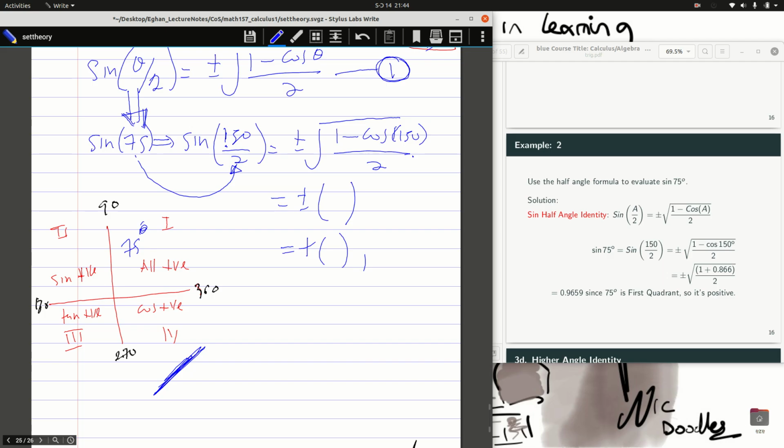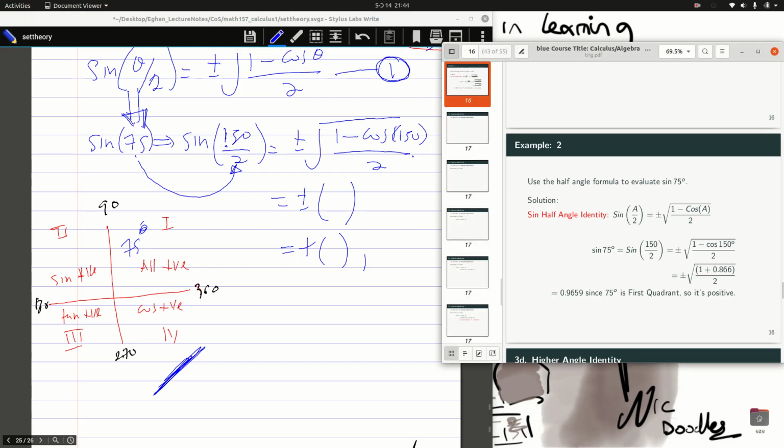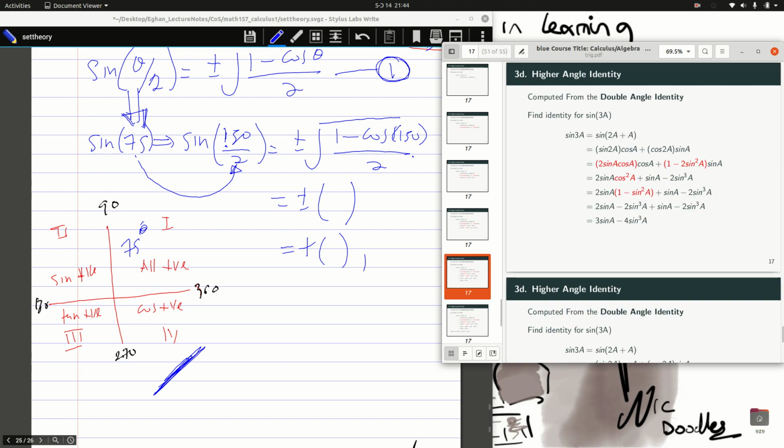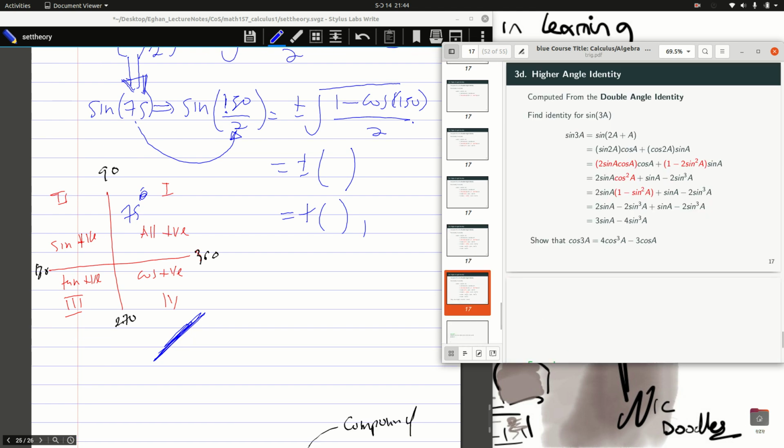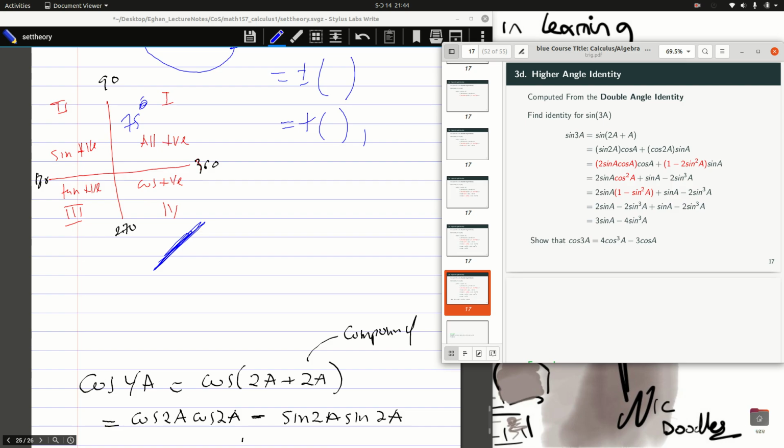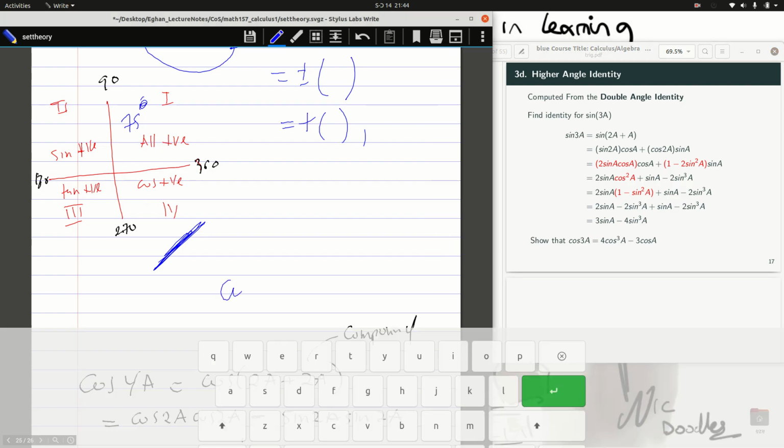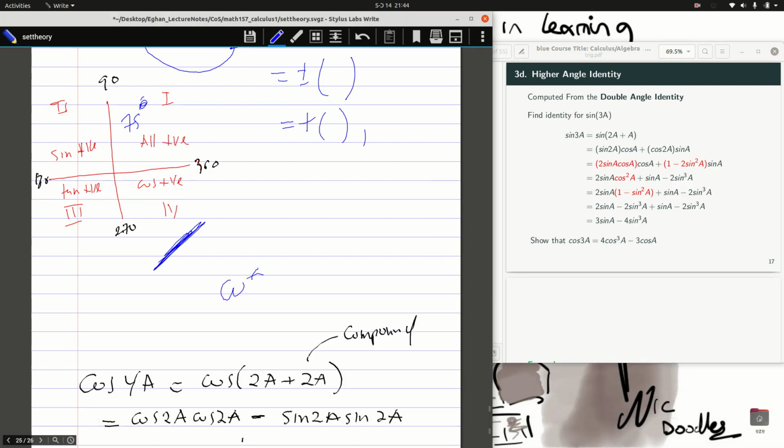Okay, interestingly, aside the double and half angles, we can have higher identities. Higher identities means I can look for cos 3 theta, cos 5 theta, sine 6 theta. I can find a way to compute this by using the double angles.